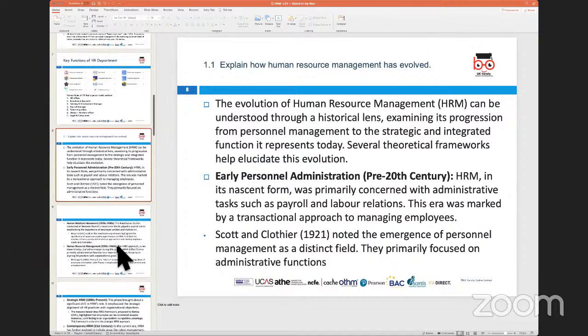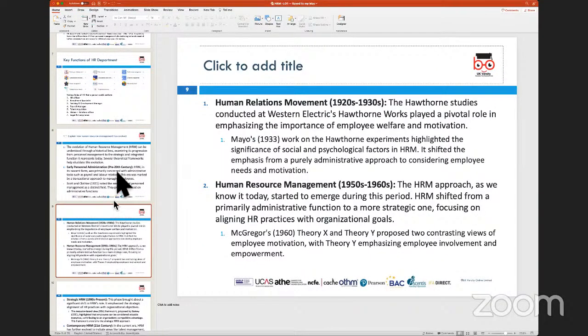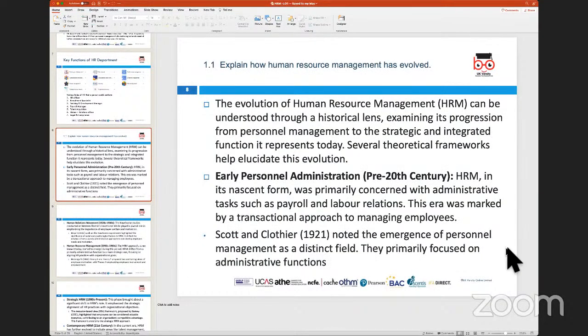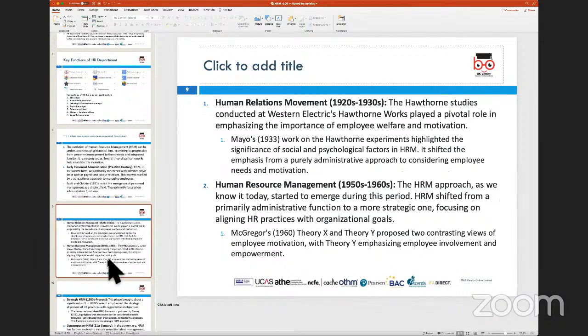We would basically divide this history into three or four parts. One is the pre-20th century, in which we see the nascent form of this function, generally related to payroll and labor relations, when people started to work within factories because of industrialization in the mid-1800s. Managing employees became an important aspect because of the scientific experiments which were conducted, and that gave way to the development of this function in the early 20th century.